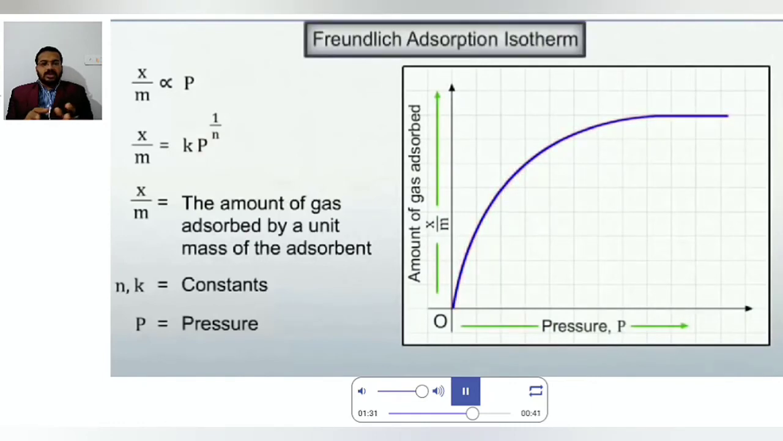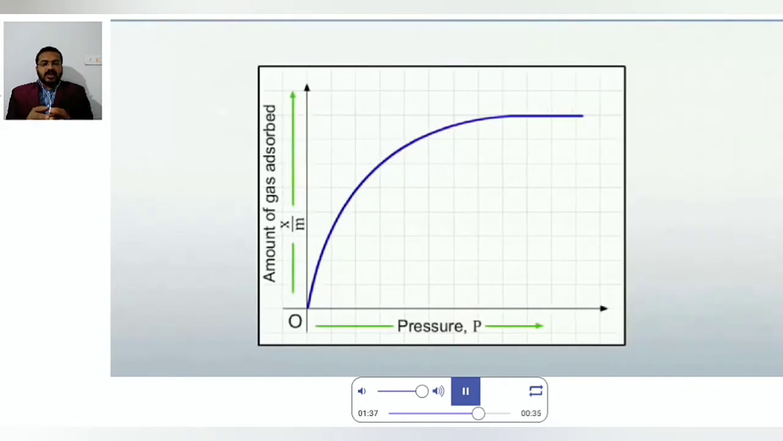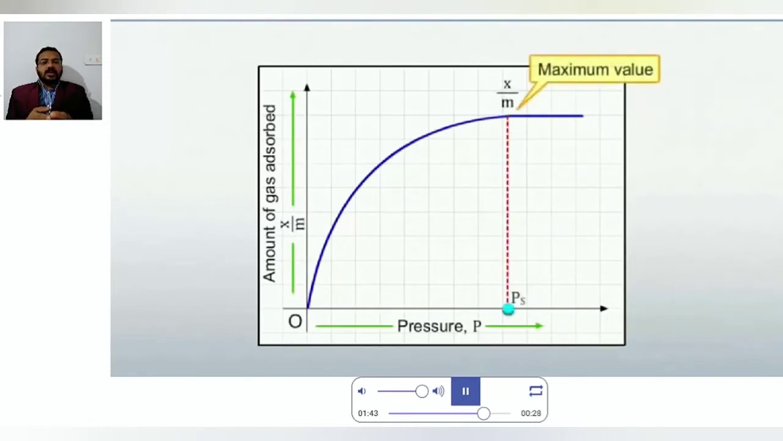You can see the graph here that is named as Freundlich adsorption isotherm. It depicts the variation of amount of gas adsorbed with respect to pressure. We can say that at a particular pressure Ps, the amount of gas adsorbed has attained a maximum value. From that point it's a straight line. That means it has become saturated.